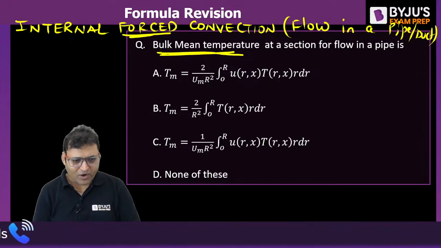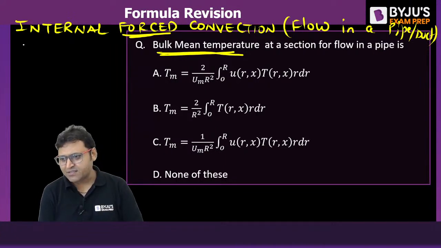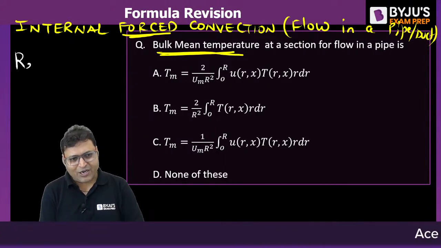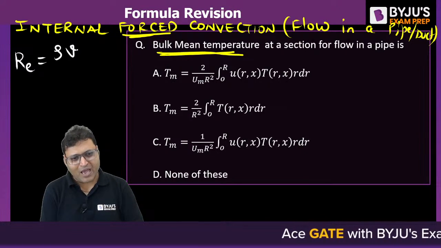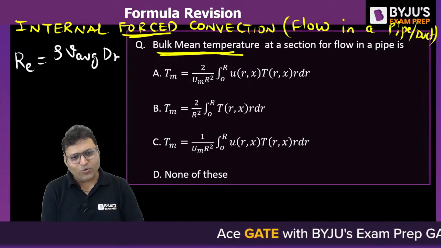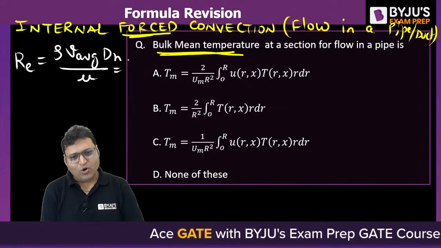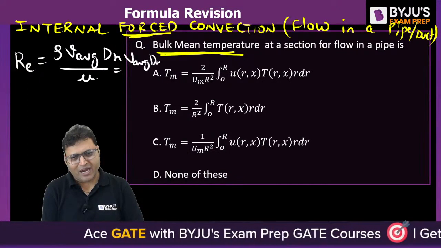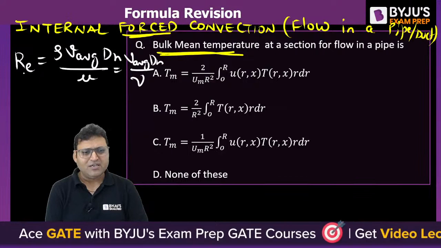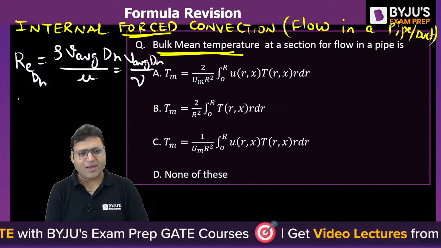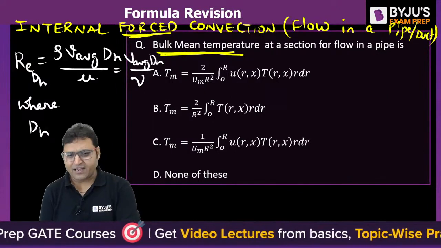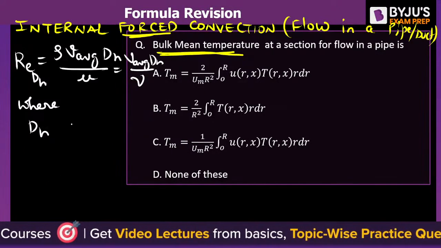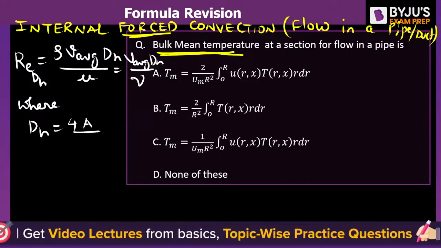So the Reynolds number is defined as rho into average velocity into hydraulic diameter by mu, or we can say average velocity into hydraulic diameter by kinematic viscosity. That is Reynolds number based on hydraulic diameter. And what is hydraulic diameter? Hydraulic diameter is given by 4 into A by P.